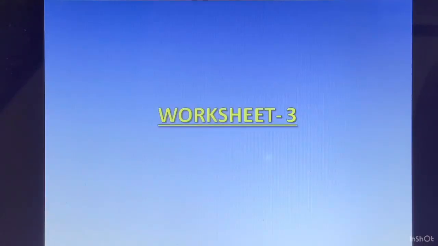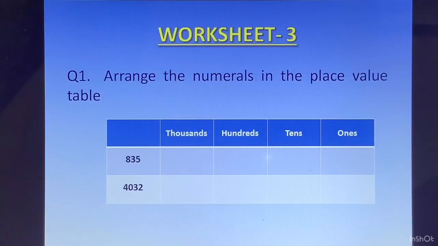Worksheet number 3. Question 1. Arrange the numerals in the place value table 835 and 4032. Here just keep in mind that you have to start from the right. You will not go wrong.